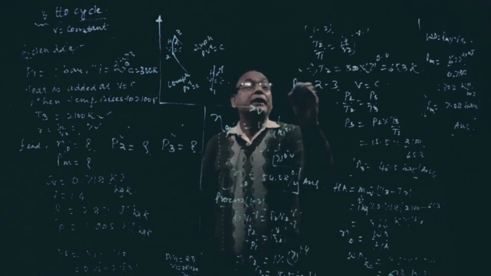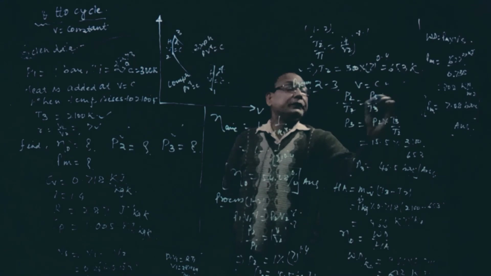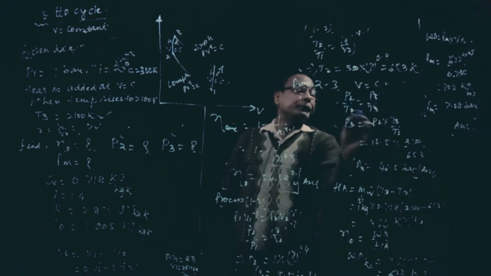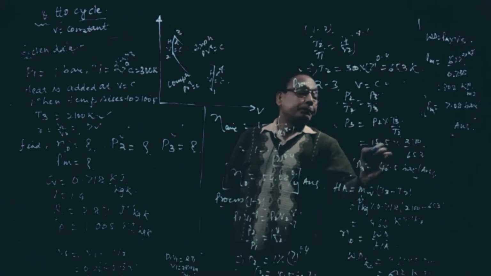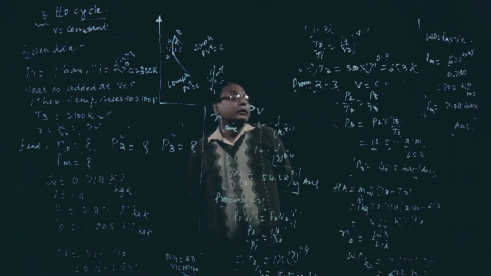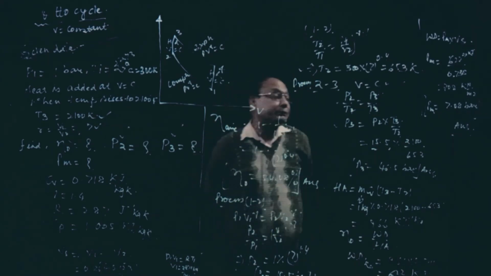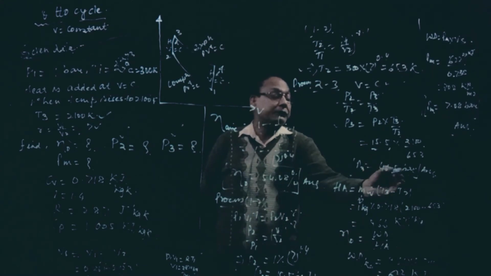Process 2 to 3 is constant volume. So here we have to find out T3 and P3. For constant volume, P2 by T2 is equal to P3 by T3. So P3 will be equal to P2 into T3 by T2. P2 is 15.5, which we just found out, into T3 is 2100 divided by T2 is 653. So it will have 46.5 bar.